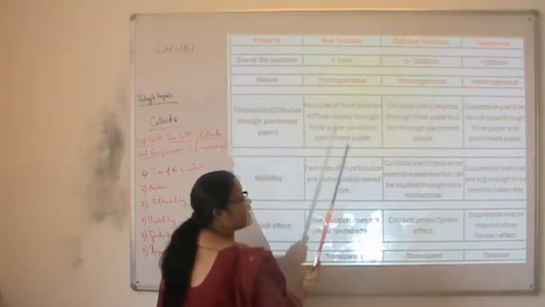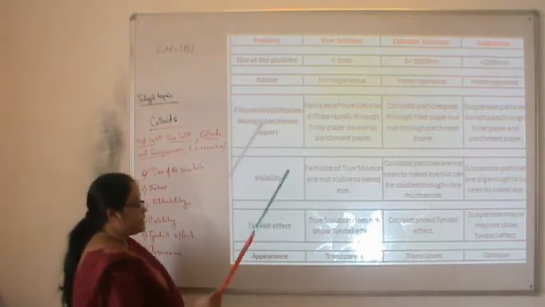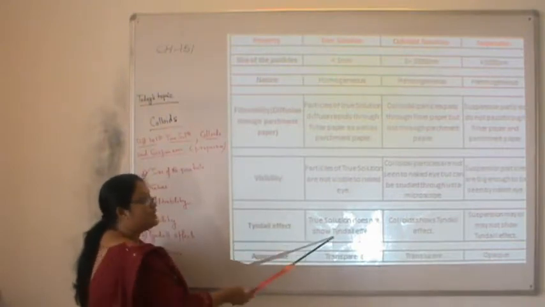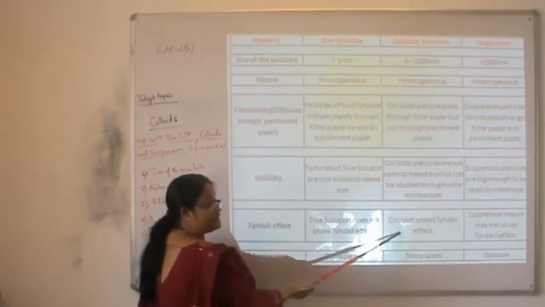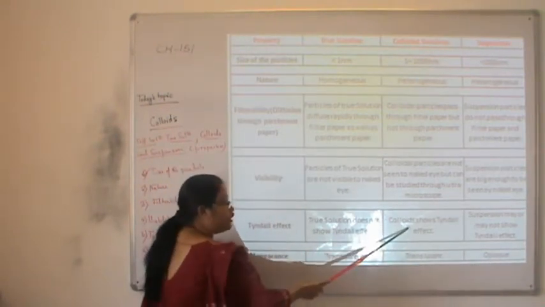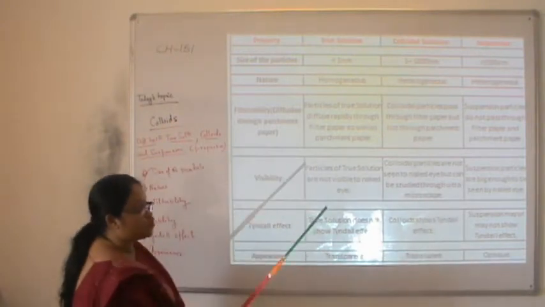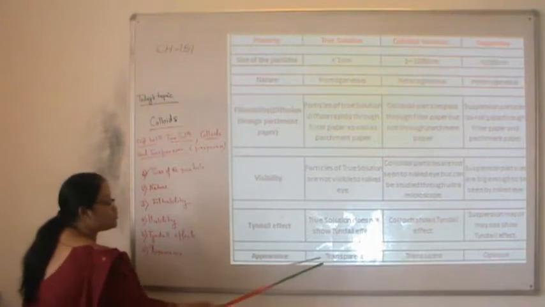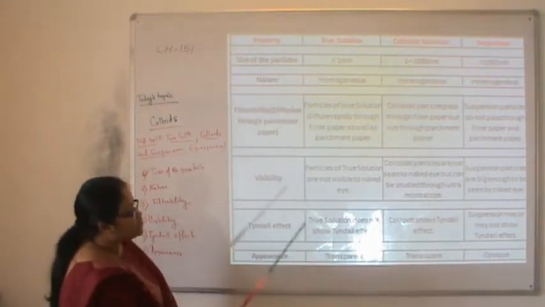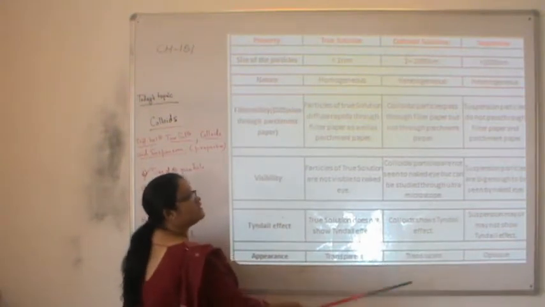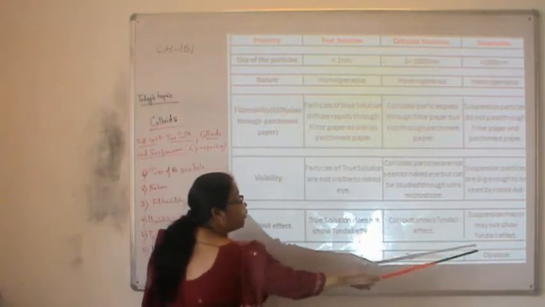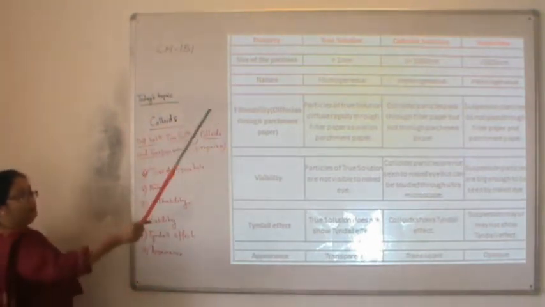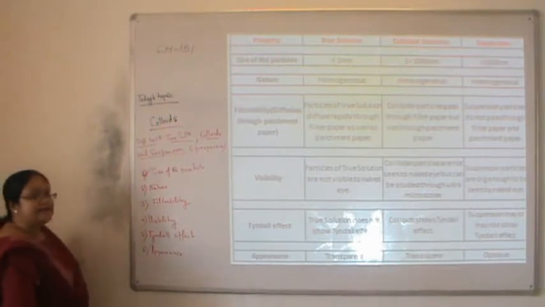Naked eye, so we can see the particles in case of suspension. Colloids may not show Tyndall effect. We'll discuss what is Tyndall effect later on. Now, the appearance of true solution is transparent. In case of colloidal solution, the appearance is translucent. And in case of suspension, the appearance is opaque. So these are the basic differences between true solution, colloidal solution and suspension.